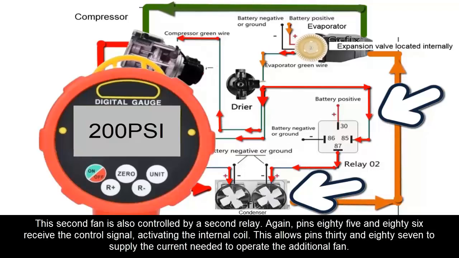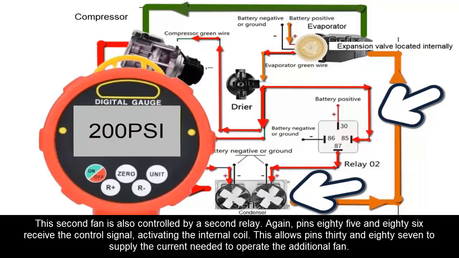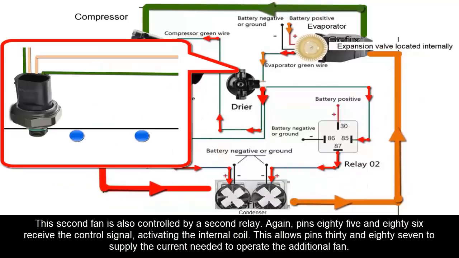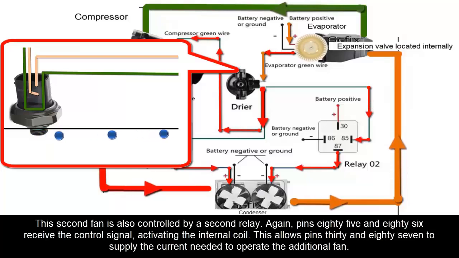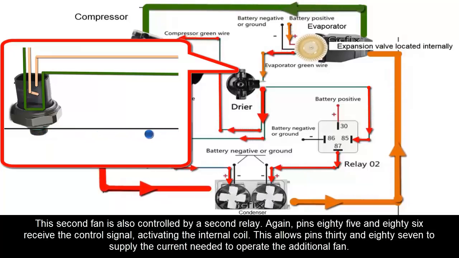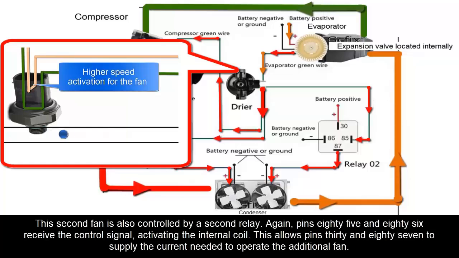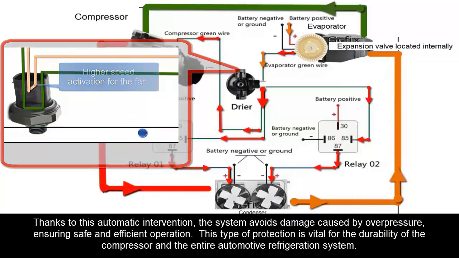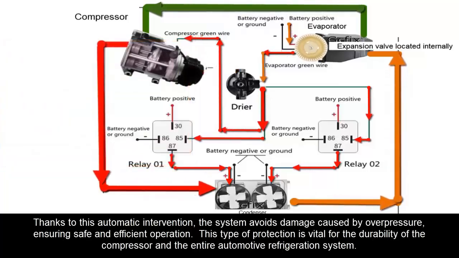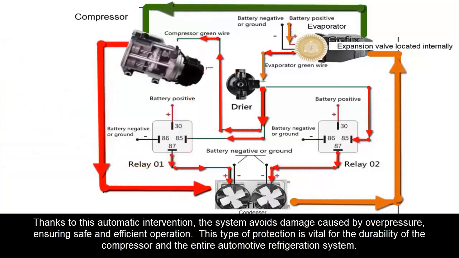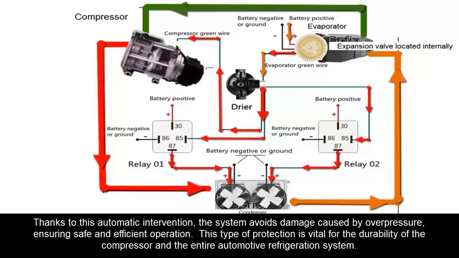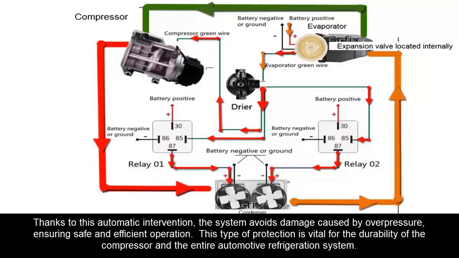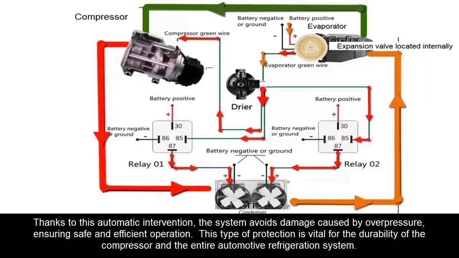This second fan is also controlled by a second relay. Again, pins 85 and 86 receive the control signal, activating the internal coil. This allows pins 30 and 87 to supply the current needed to operate the additional fan. Thanks to this automatic intervention, the system avoids damage caused by overpressure, ensuring safe and efficient operation. This type of protection is vital for the durability of the compressor and the entire automotive refrigeration system.